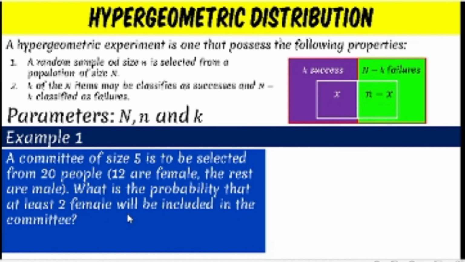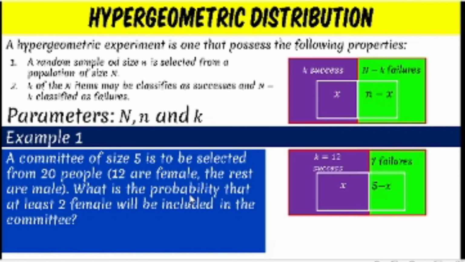At least 2 of them will be included in our 5 size group. So how should we solve this one? Let's identify the parameters. Our population size is 20. We divide it by 12 and 7 because it mentioned here that there are 12 female, and we're going to define success as having a female because that's what is asked in the problem.